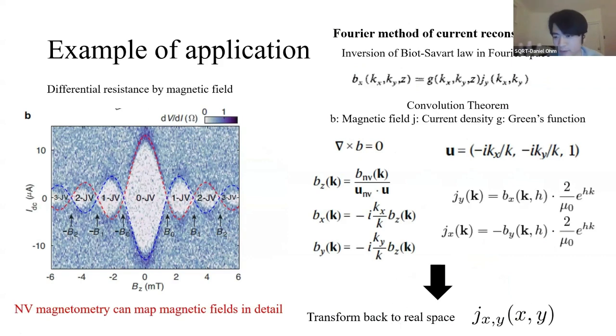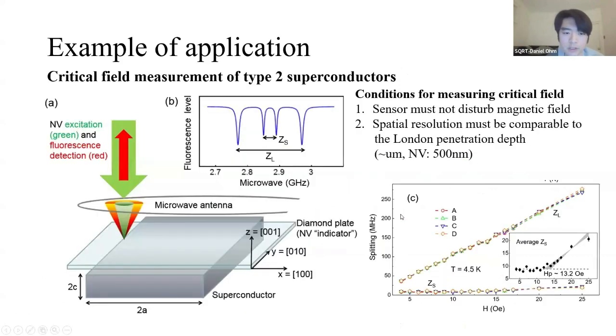In the interest of time, I'm glossing over the details. You can ask questions later. But basically, they use this magnetic field and the inverse Fourier transform to recreate the current in this case. And you can do the same to measure very small critical fields. In this paper, they also used the NV center to measure the critical field of a type 2 superconductor.